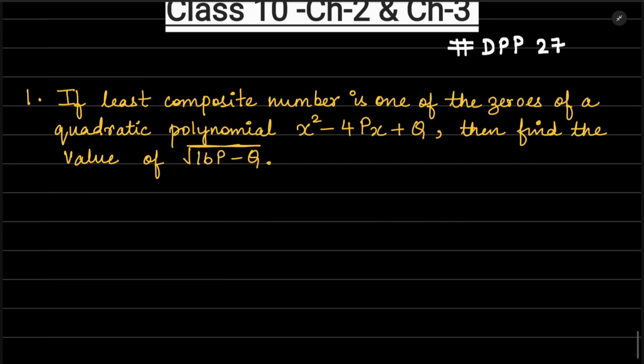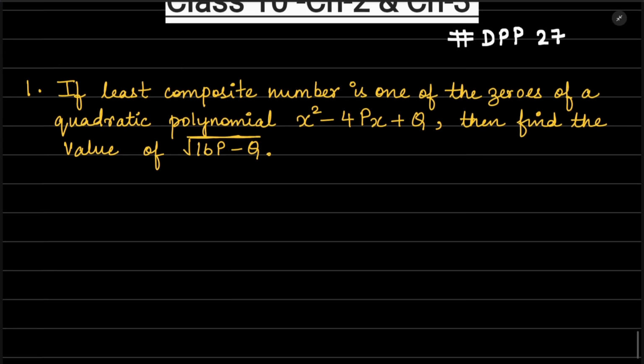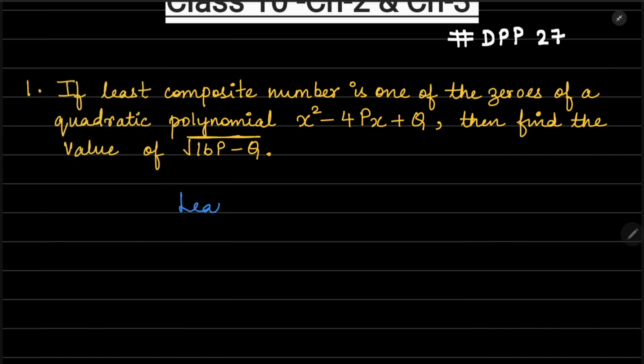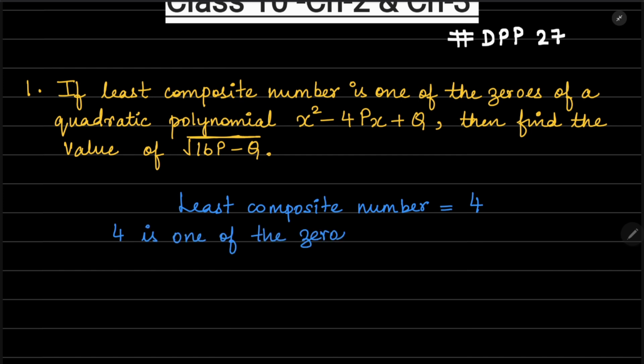What is the least composite number? The least composite number is nothing but 4. Okay, so 4, what are you given? This least composite number is one of the zeros of the quadratic polynomial, which means 4 is one of the zeros of the given quadratic polynomial.